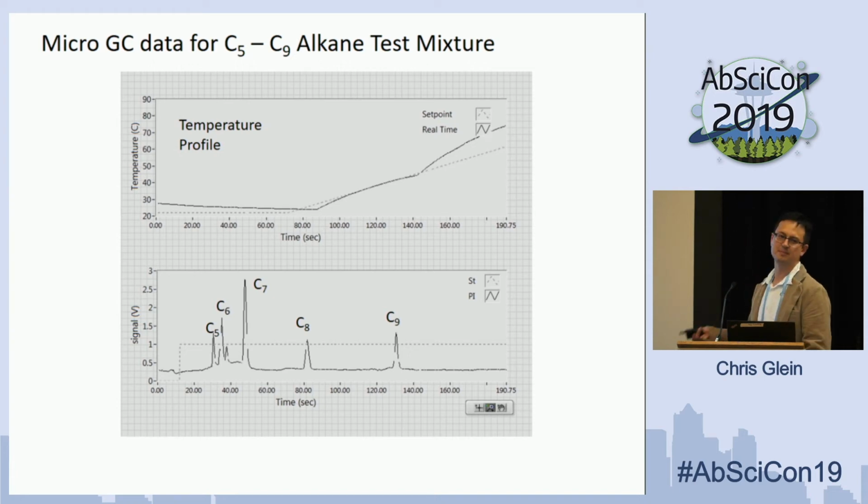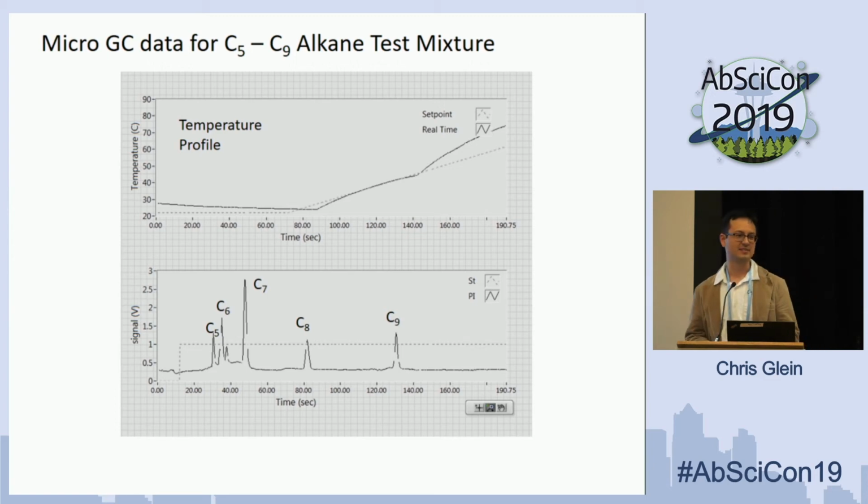So this is just a really simple mixture to demonstrate the proof of concept. We just did a quick isothermal and then some temperature ramping shown here. And then in a span of like 2 minutes, you're able to separate these simple hydrocarbons from pentane to nonane pretty effectively with this small device. So we're feeling pretty optimistic that this might have some promise.